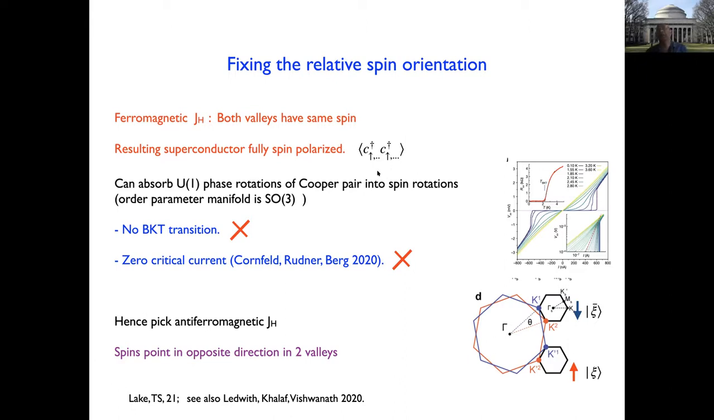So we have to conclude, therefore, that the normal state cannot have this kind of completely ferromagnetic polarization of spin either. This means that phenomenologically, we rule out this ferromagnetic JH, and we therefore have to pick this antiferromagnetic JH. So we conclude that the spins point in opposite directions in the two valleys. And this strongly constrains the structure of the superconducting state in TTG.